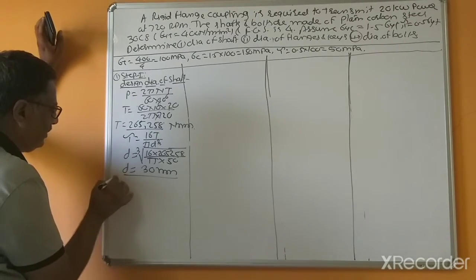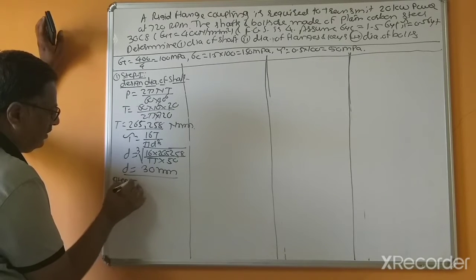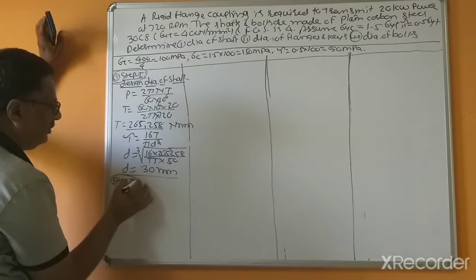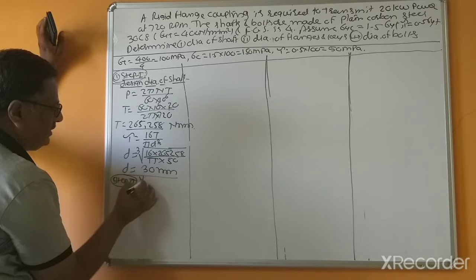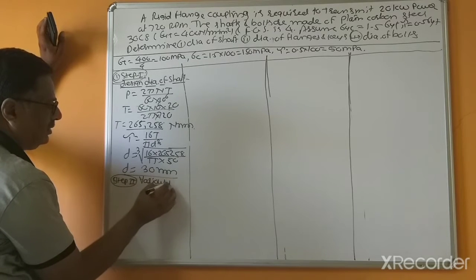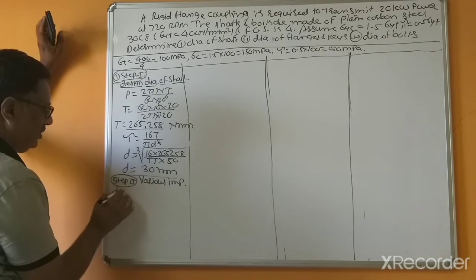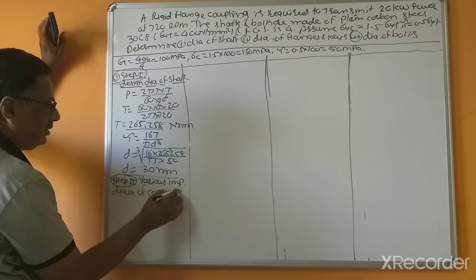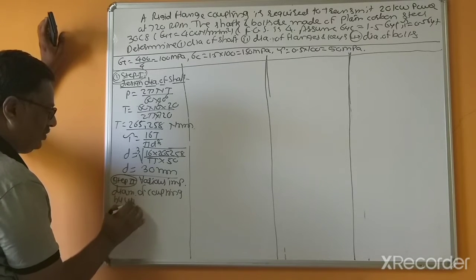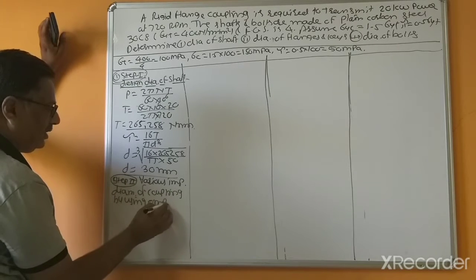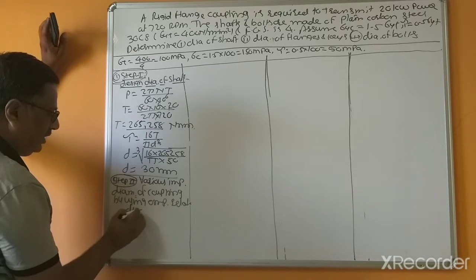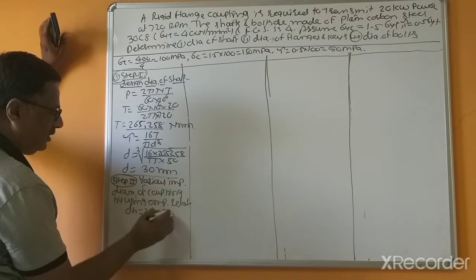So what is the second step? Step two: various important dimensions of coupling by using empirical relations. Briefly I am writing this. So what is important? D_H equal to 2d, 30 multiplied by 2, so this is 60 mm.